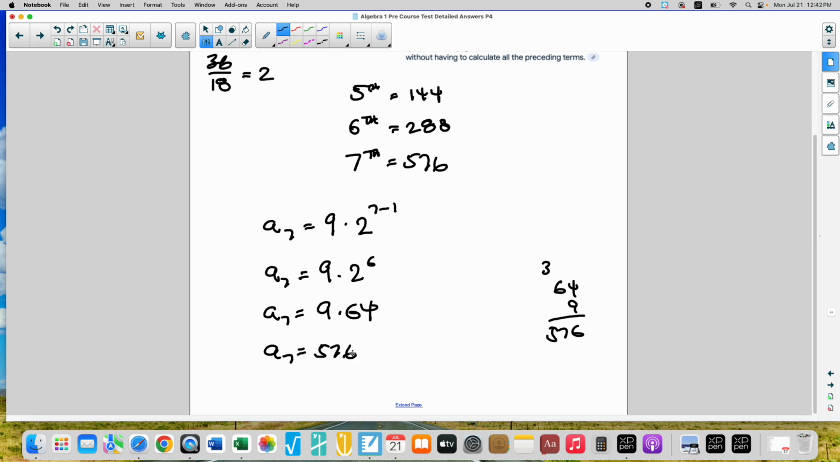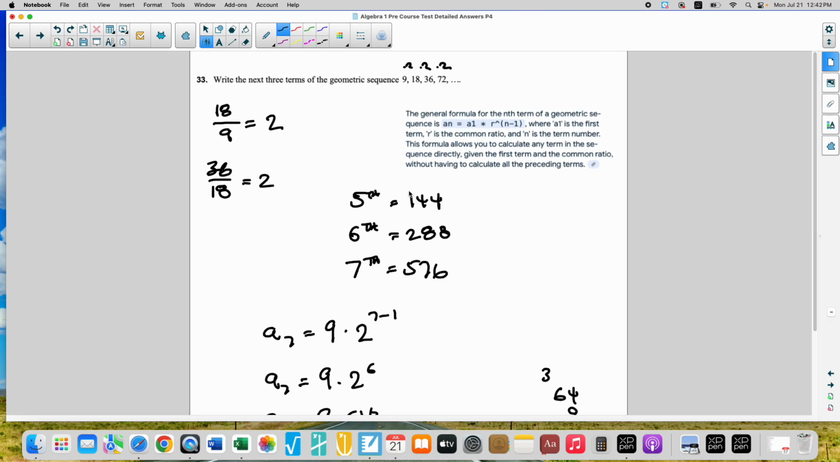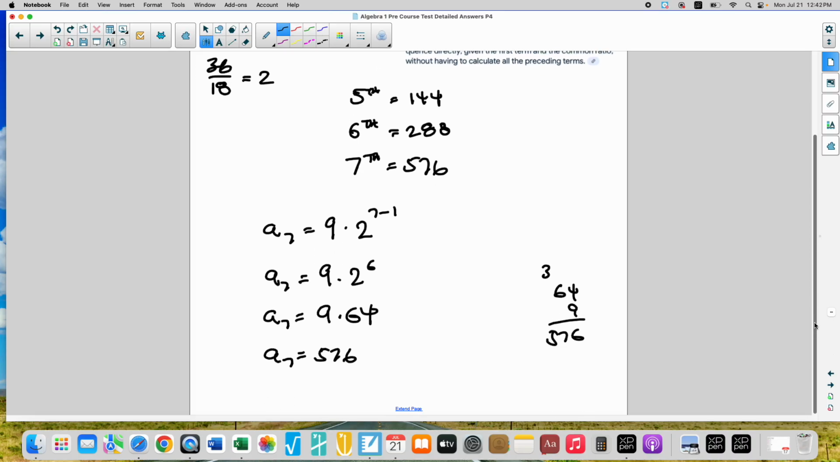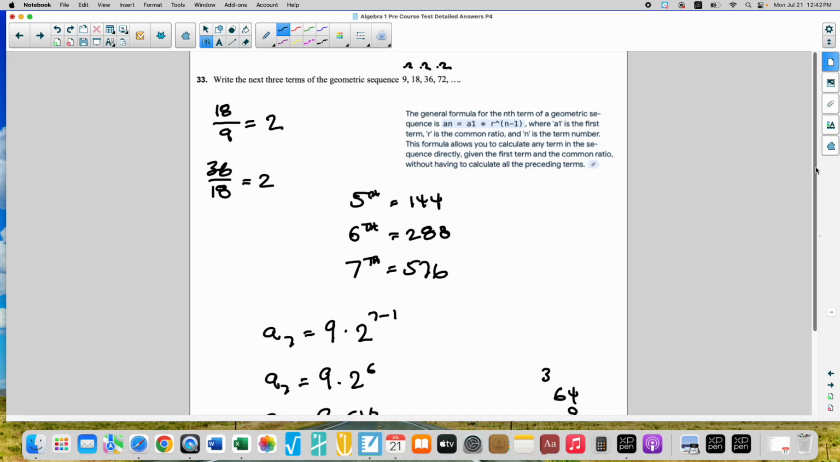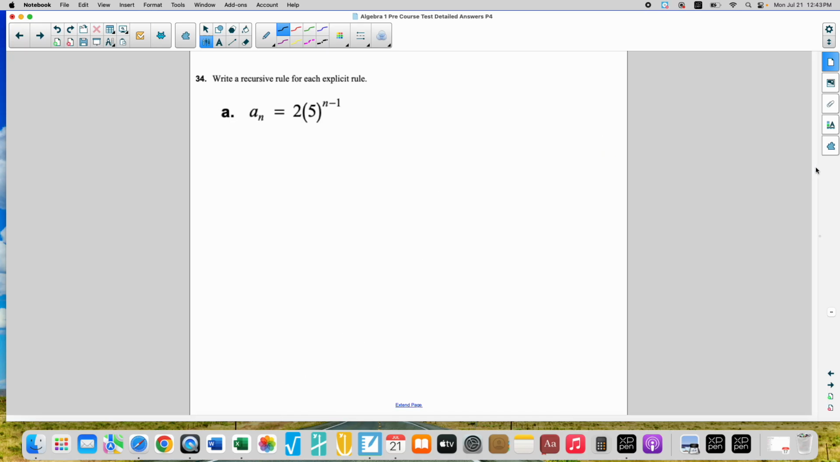So very, very cool. That's showing how we can find any term, not just by multiplying by 2, which is time consuming. If we wanted to find the 20th term in the sequence, we could also do that using this. Cool. Very similar to arithmetic, where you have a base formula that you can utilize.